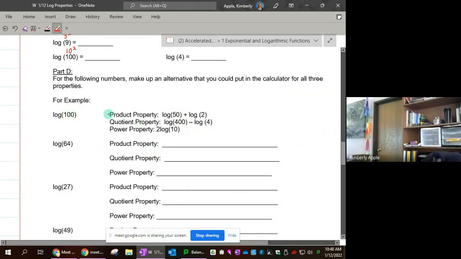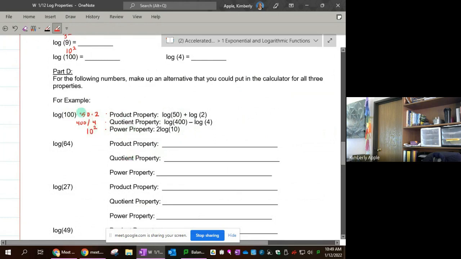I would need to write 100 as a product, a quotient, and a power. You are not restricted to any special numbers in part D. Use whatever numbers you want. So 100 as a product, I could write 50 times 2. I could write 4 times 25, whatever. As a quotient, I could write 400 divided by 4. I could write 300 divided by 3, 200 divided by 2, whatever, as long as it's some quotient that gives you 100. And for the power property, I could write 100 as 10 to the second power.